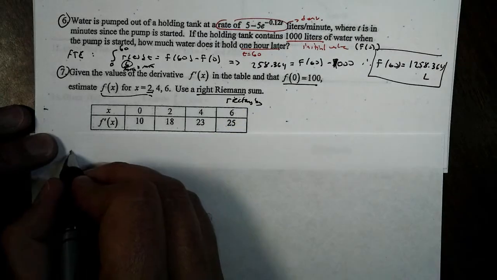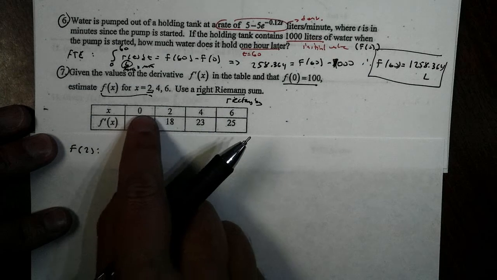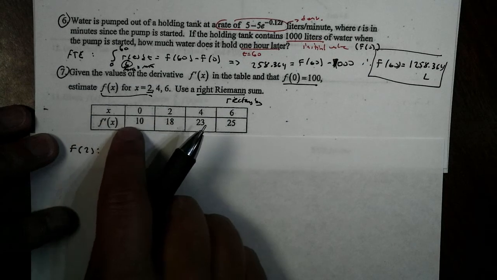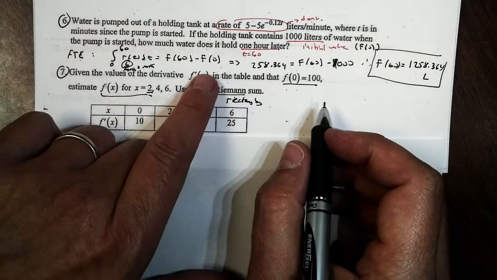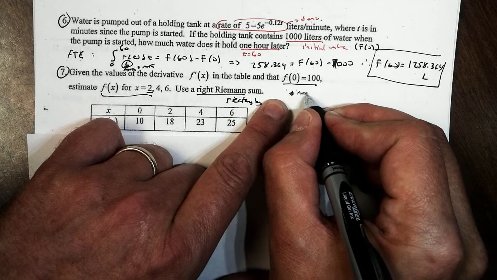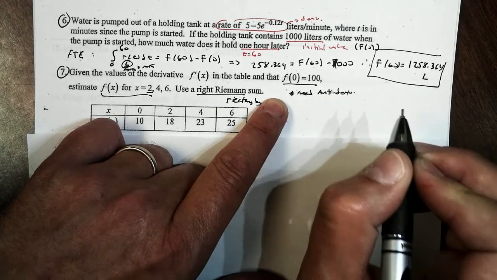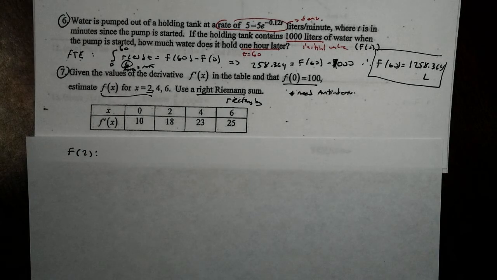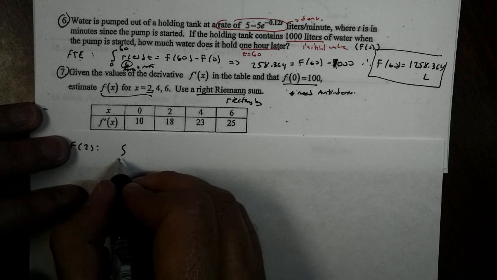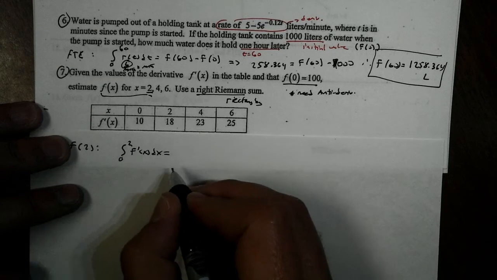So to get f of 2, I'm going to look at the region between 0 and 2. They're giving me my derivative, so the area under my derivative is going to give me my function. Take a look. I'm going from a derivative to a function, so we need antiderivatives. That's how we find them. So f of 2 would be the integral from 0 to 2 of f prime of x dx.